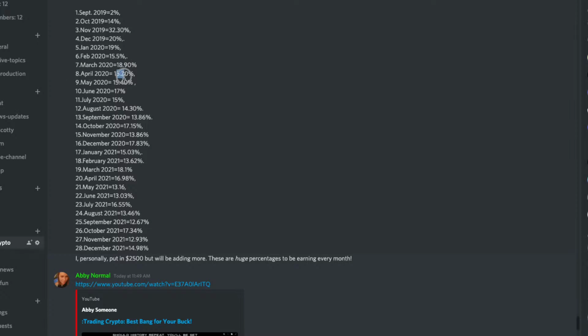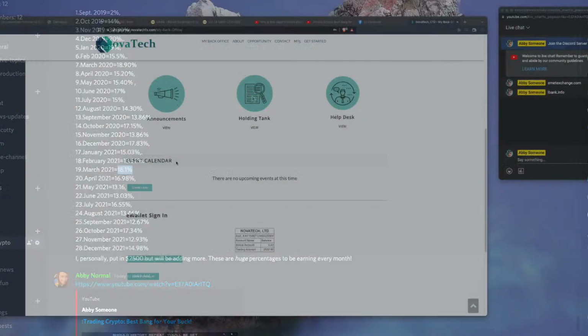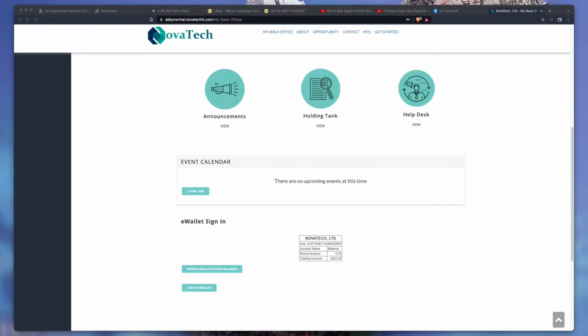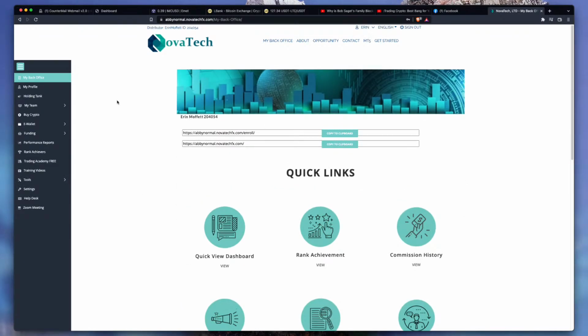April 2020 was 15%. And 17% in June. 14% in August, and keep going, 17% in October 2020. Go to 2021, 15%, 13%, 18% in March for the whole month. So whatever you're putting into this Novatech, what I'm putting in here is $2,500, and every week I get at least 3%, if not more, as you can see from those percentages.